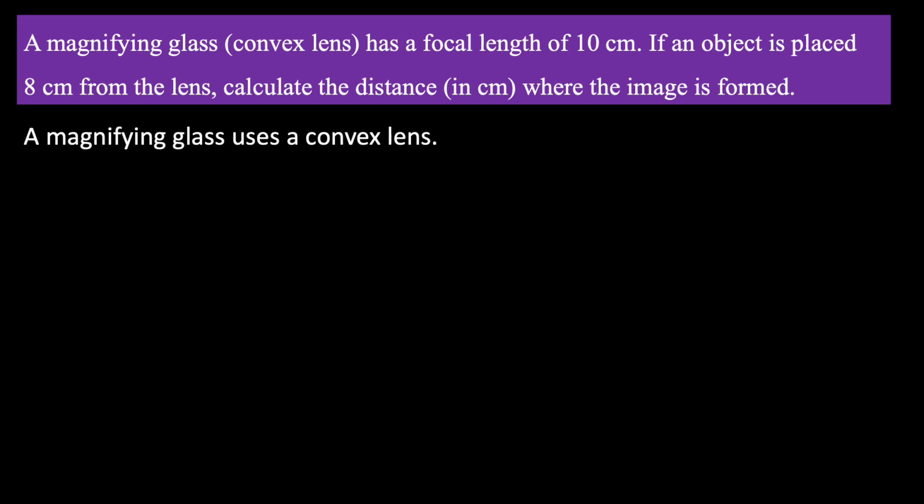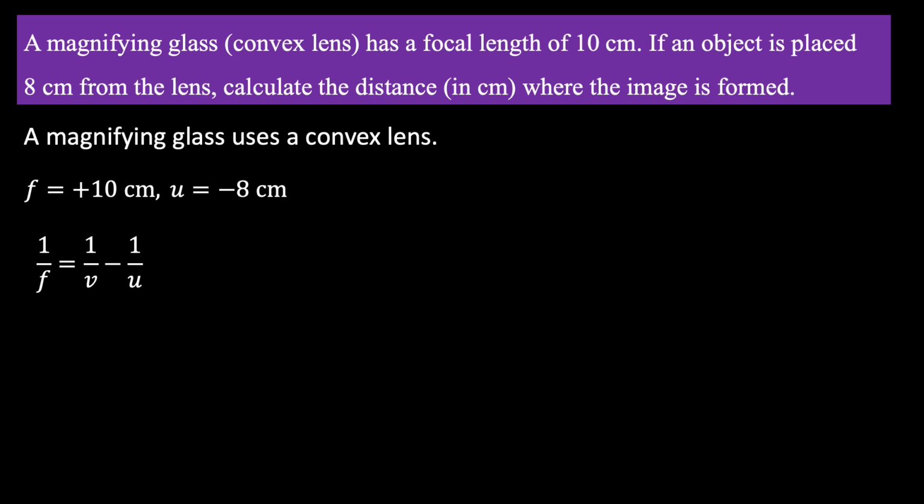So magnifying glass uses a convex lens. F is equal to plus 10 centimeters. For a convex lens, focal length is positive. So F is plus 10 centimeters. U is equal to minus 8 centimeters. Object distance will always be negative. Therefore, U is minus 8 centimeters. We need to find V, which is the image distance.